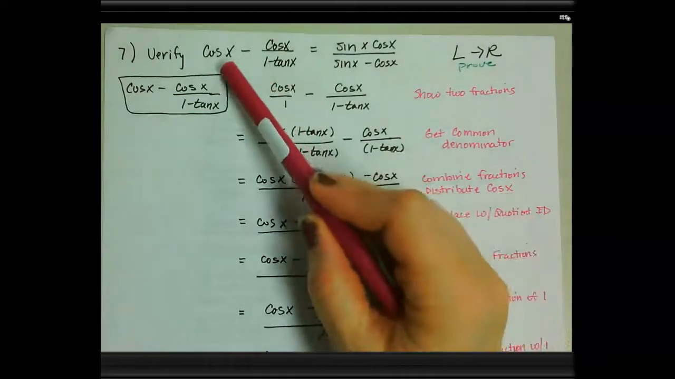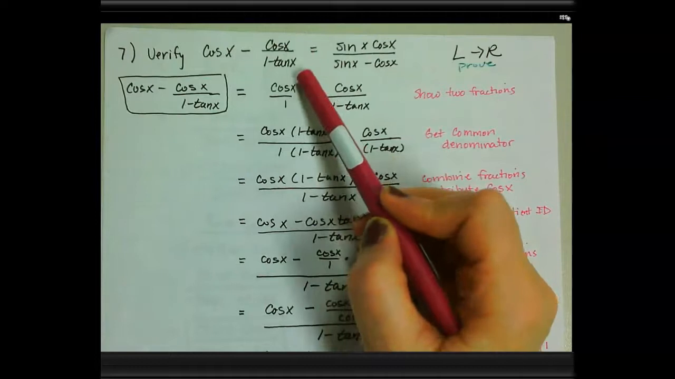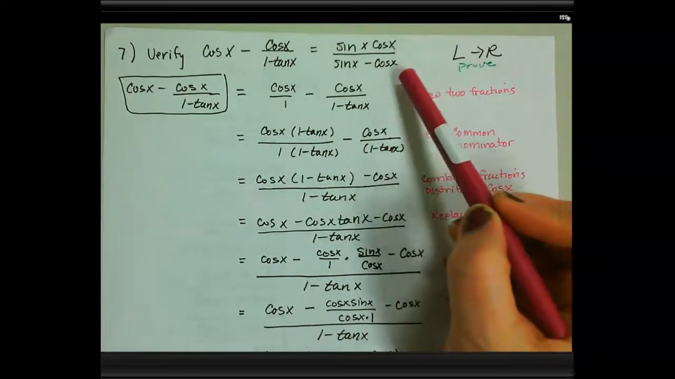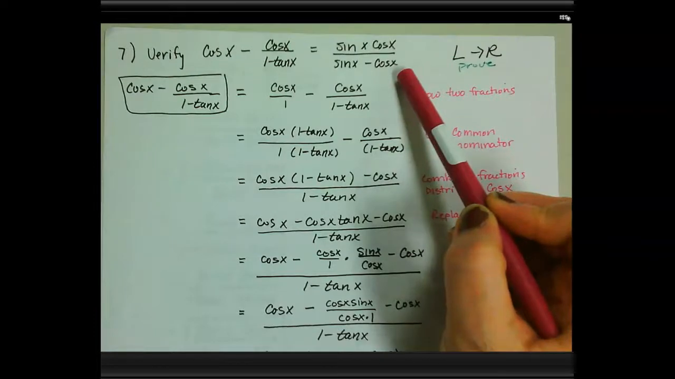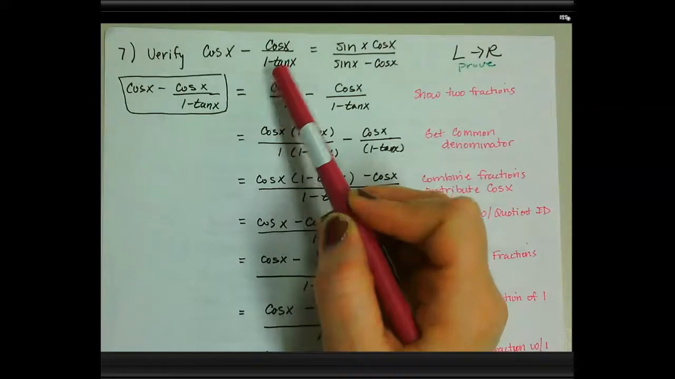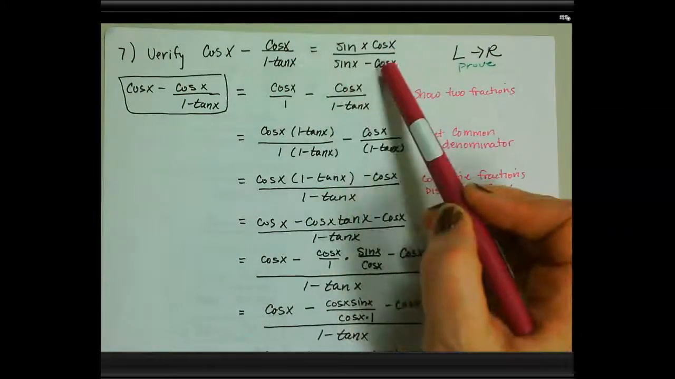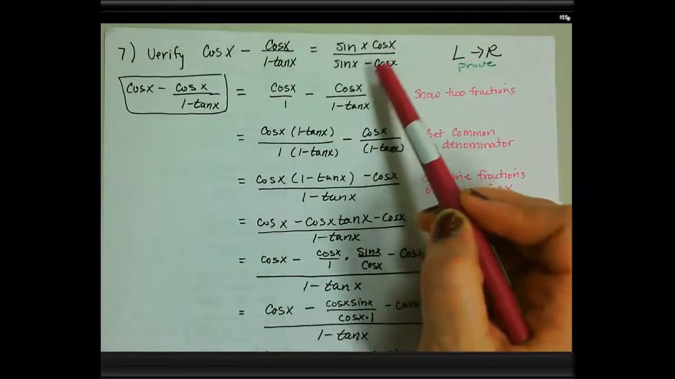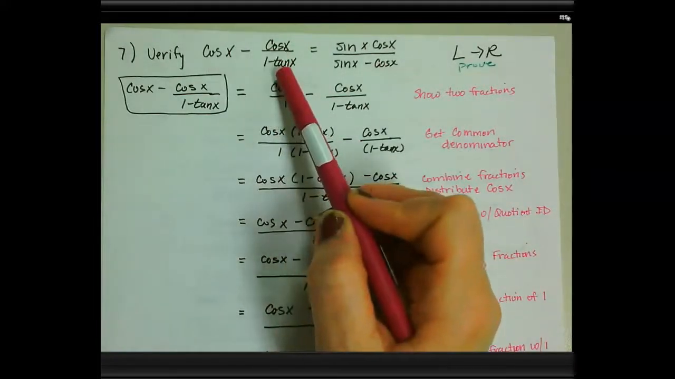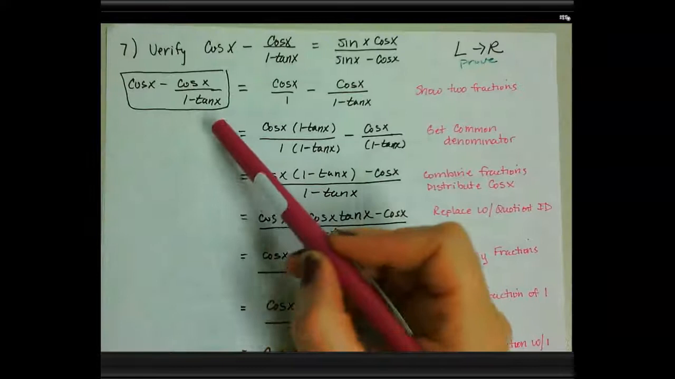And I have (cosine x minus cosine x) over (1 minus tan x) equals (sine x cosine x) over (sine x minus cosine x) on the bottom. So because this is multiple pieces, that's why I choose to go left to right. It's not saying you couldn't go right to left. It's going to be more work going the other way around.